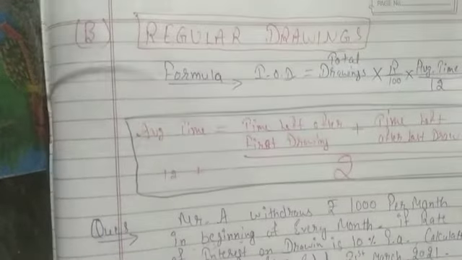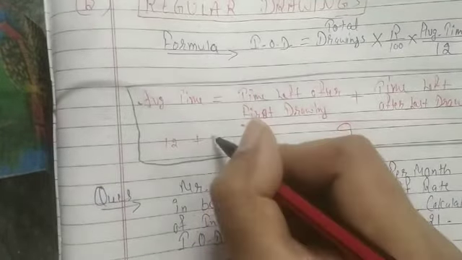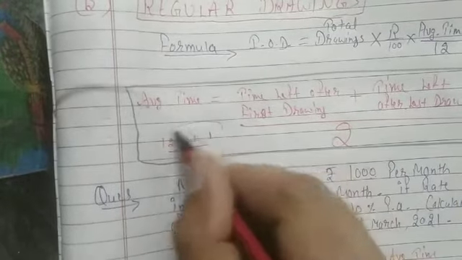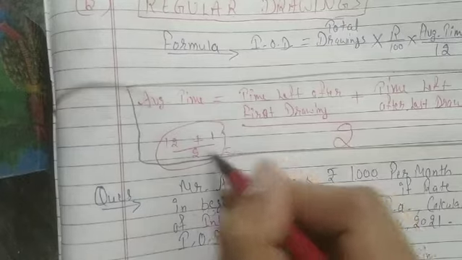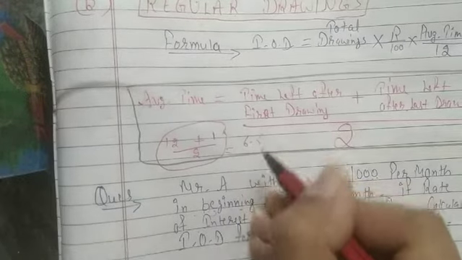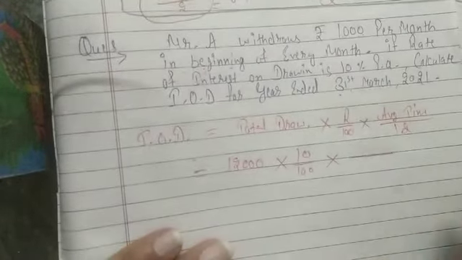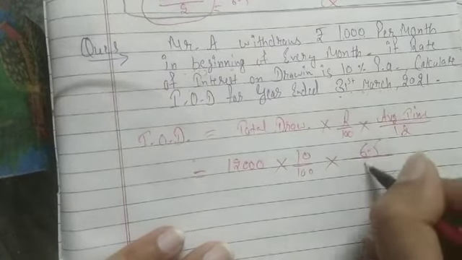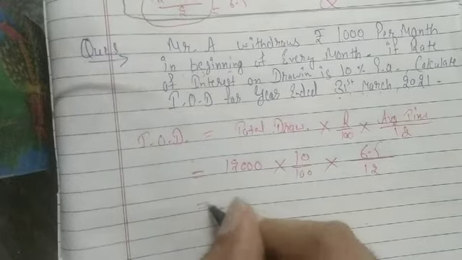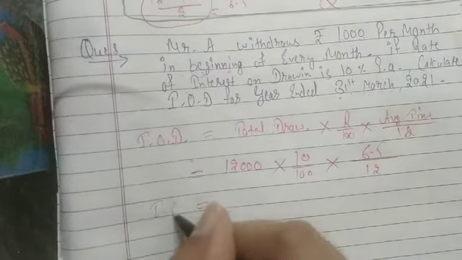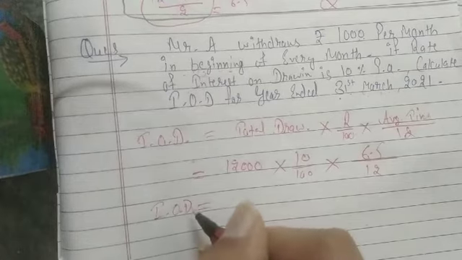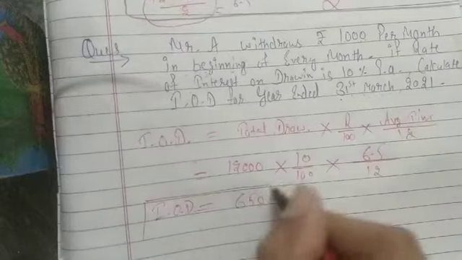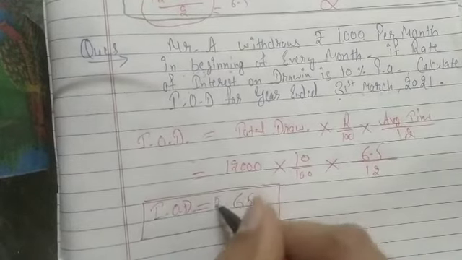So time left after last drawing will be 1 month divided by 2. So you will get the average time equals to 6.5 months. Fine. So we are putting the value of average time 6.5 months upon 12. So your interest on drawing will be 650 rupees. Clear? Rupees 650.